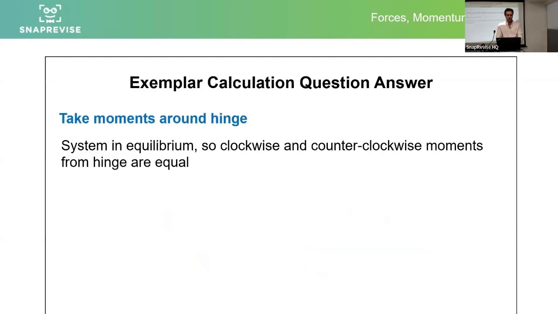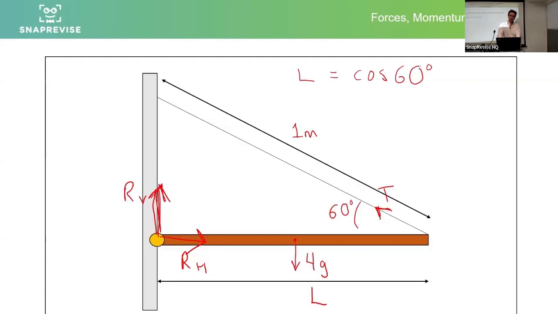And you can take moments around the hinge. We're told it's in equilibrium, so we know all the clockwise components are going to equal the anti-clockwise components. If we take moments around the hinge, that's a great choice because we don't need to consider the rotational effects of these two forces because they are 0 meters away from our pivot. So ignore them. Huzzah!